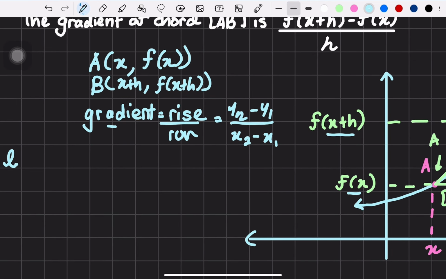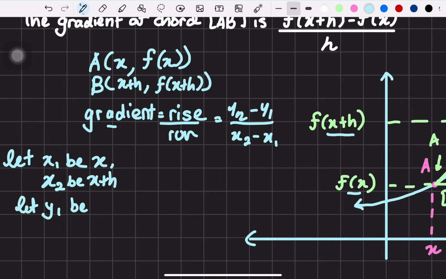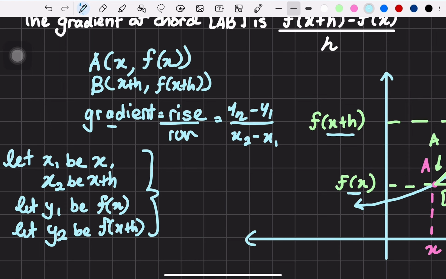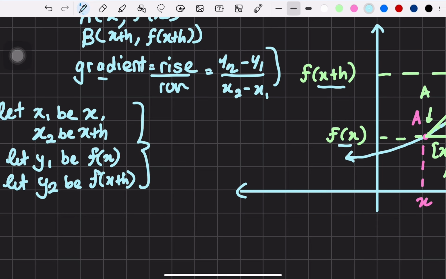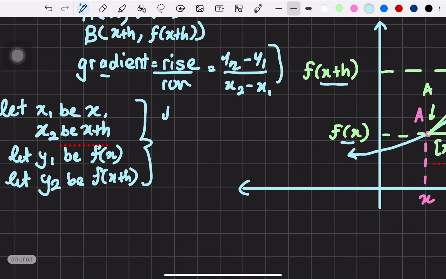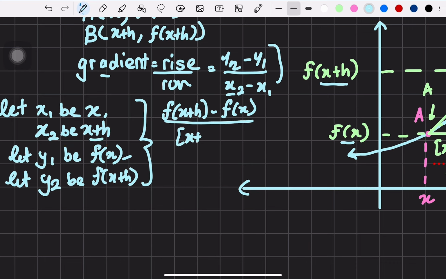So let our x1 be x, and let our x2 be x plus h, and let our y1 be f of x, and let our y2 be f of x plus h. So now we're going to use this formula and substitute the values in. So y2 is f of x plus h, minus y1, minus f of x. x2 is x plus h, and our x1 is just x.